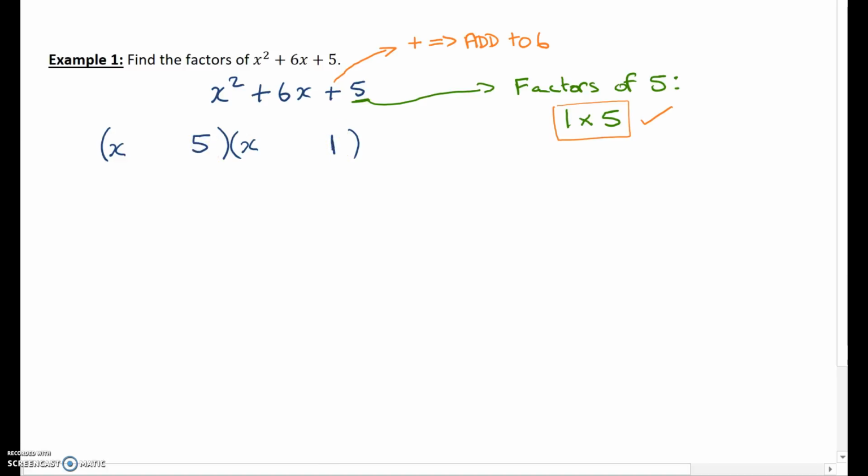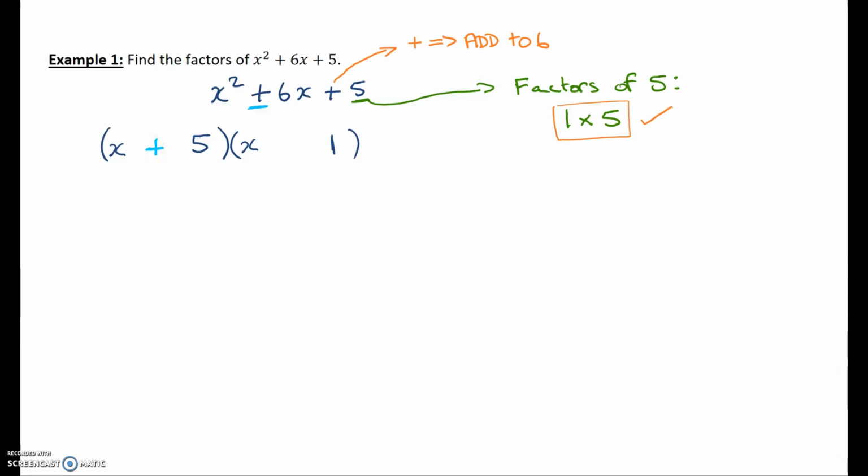Now, the next thing that we look at is the middle sign in the problem, a plus. That middle sign always goes in front of the bigger number. So that is always associated with the big number. We had a 5 and a 1. The big number was 5, so put a plus in front of it, because there was a plus here.